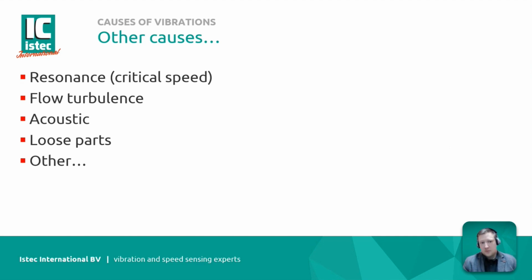So these were the four most common vibration sources or causes, but there are much more, and we can make a really long list. But a couple of known causes are resonance, flow turbulence, acoustics, loose parts, and more. With the introduction of renewable energy as a source of energy to the grid, when a gas turbine is connected to the electrical grid, torsional vibrations are also a potential cause which needs to be kept in mind.